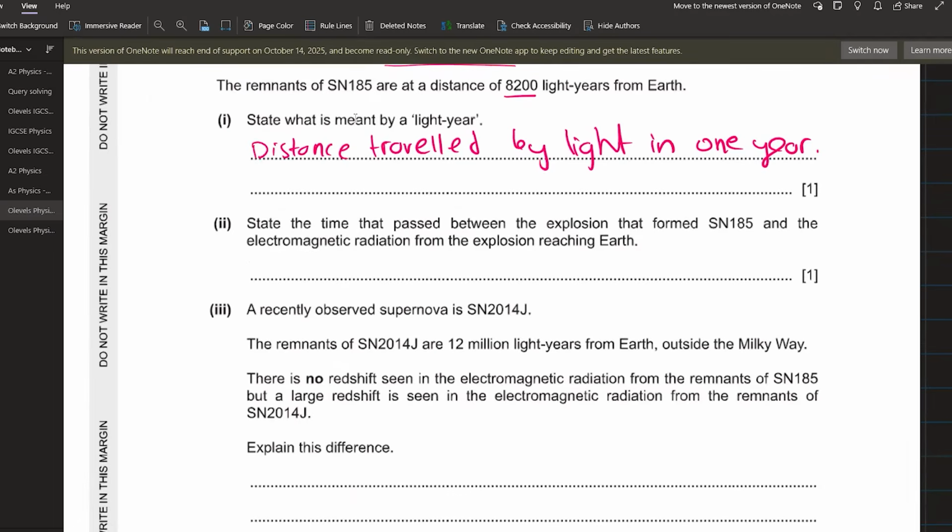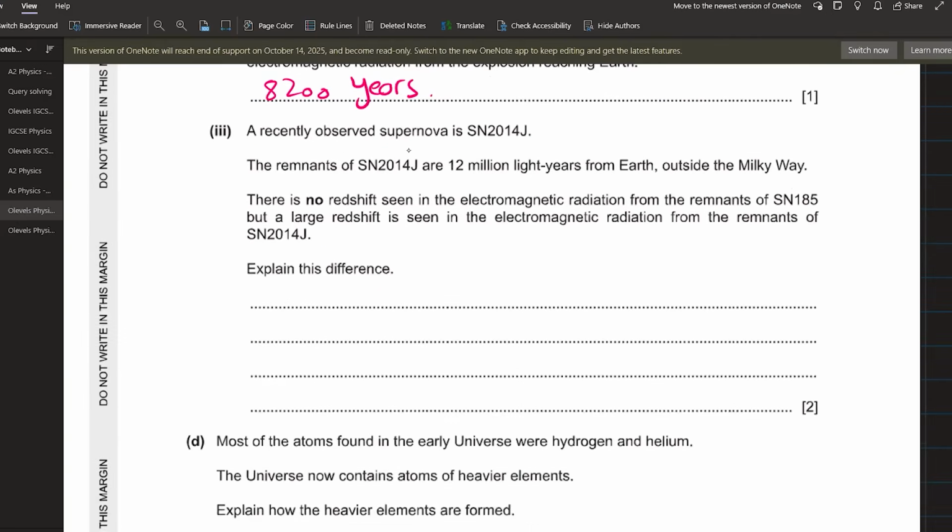आगे बढ़ते। State the time that passed between the explosion that formed SN185 and the electromagnetic radiation from the explosion reaching Earth. बेटा कितना टाइम लगता है for SN185 to explode and the radiation to reach the Earth? 8200 years. Simple. ये कहाँ लिखा हुआ है? ये लिखा हुआ है सर, 8200। Let's further move ahead.